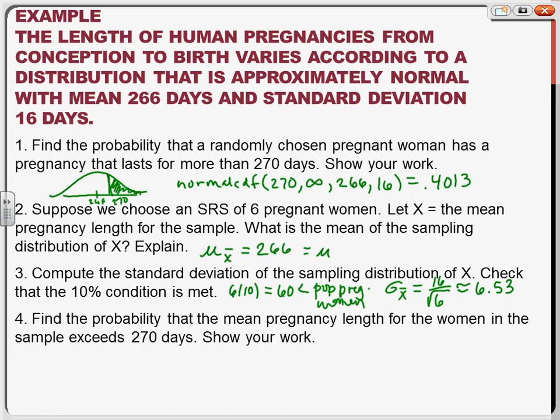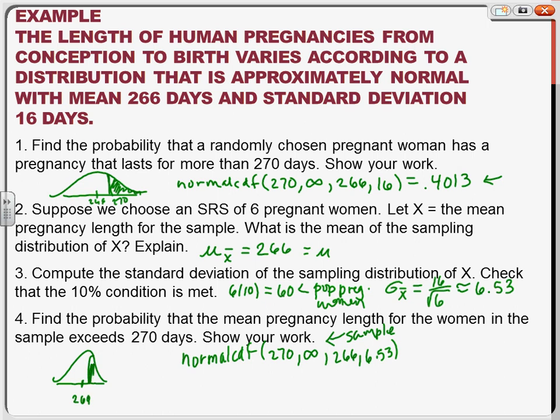So find the probability that the mean pregnancy length for the women in the sample now exceeds 270 days. So this was back up here. That was for the population. This is now for the sample. So we have to do a normal CDF of 270 to infinity with 266, comma, 6.53. And again, here we're going to be finding that 266 and the 270 on. So you could either draw a picture or describe what you're doing. And this is approximately 0.27.